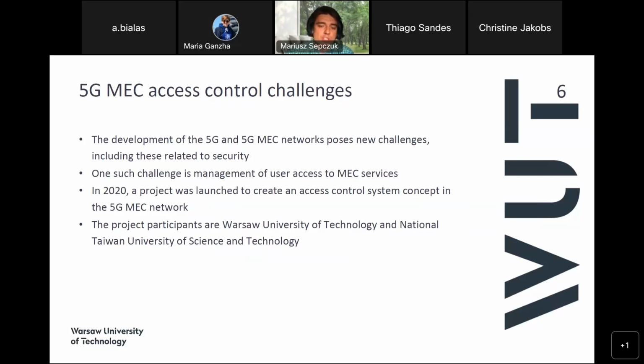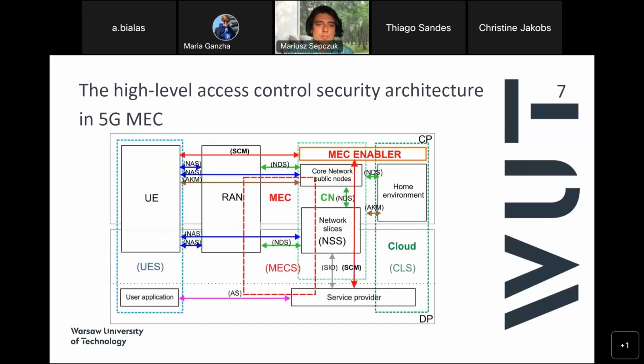the MEC services. The project team consists of researchers from Warsaw University of Technology and National Taiwan University of Science and Technology. The Polish team focuses on the access aspect from the end-user point of view, and the Taiwan team focuses on the 5G radio part and potential attacks. Of course, during this presentation, I will focus only on our Polish part of the project.